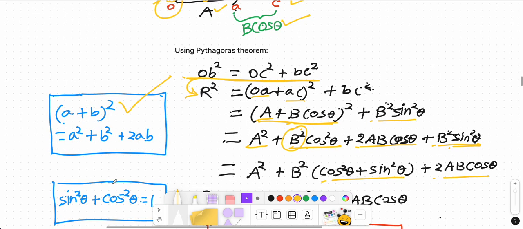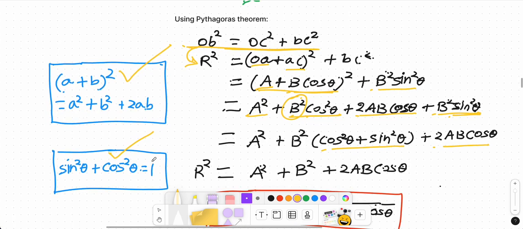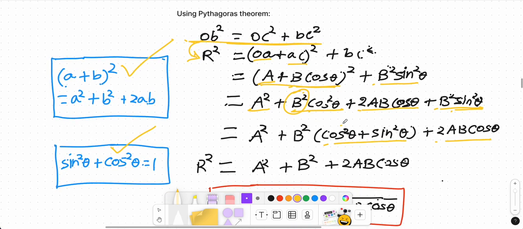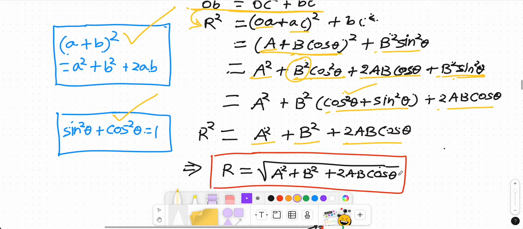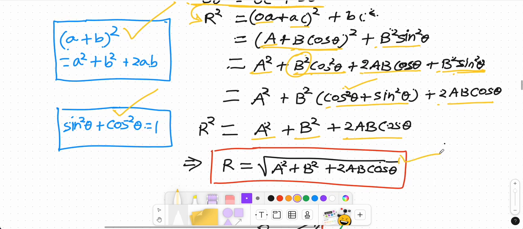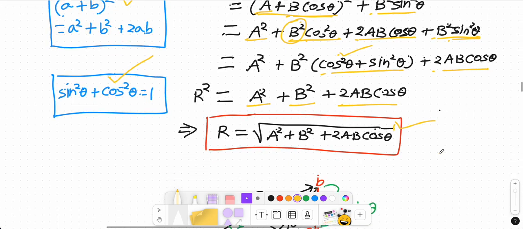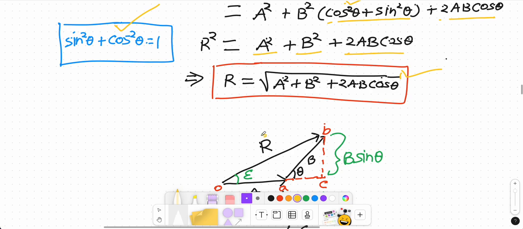But you know, in school you have studied that sin square theta plus cos square theta is equal to 1. So here I substitute 1. So a square plus b square plus 2ab cos theta. That means resultant is root over of a square plus b square plus 2ab cos theta. Great. Now you got the magnitude of the resultant in the form of a, b and theta.